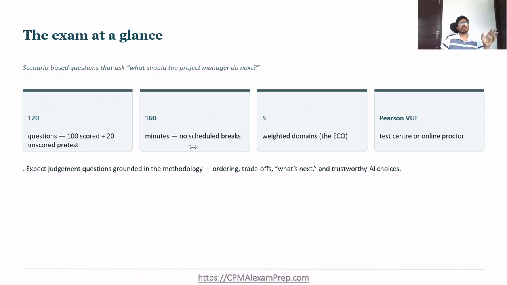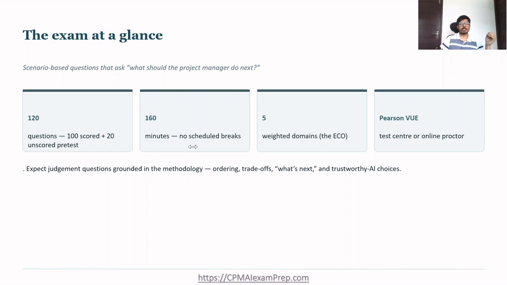When it comes to the CPMAI exam, most of the questions you will face are scenario based. The questions are designed to test your ability to make the right decisions that ensure an AI project succeeds. You won't see any programming tasks or logic questions. The focus here is on project management and applied judgment. That means there are no direct questions asking you for logic or coding.